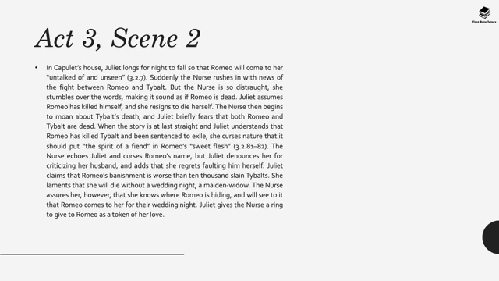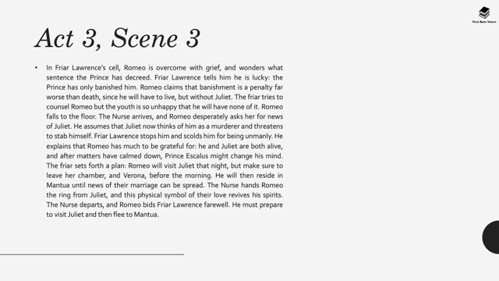When the story is at last straightened, Juliet understands that Romeo has killed Tybalt and he's been sentenced to exile, and she curses nature that takes away her lover. The nurse then echoes her and curses Romeo's name, but Juliet denounces her for doing so, and she regrets faulting him herself. Juliet then claims Romeo's banishment is worse than 10,000 slain Tybalts. She laments that she will die without a wedding night, a maiden widow. The nurse assures her, however, that she knows where Romeo is hiding and will see to it that Romeo comes to her for their wedding night. Juliet gives the nurse a ring to give to Romeo as a token of her love.